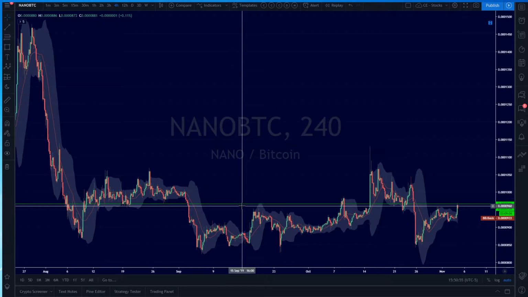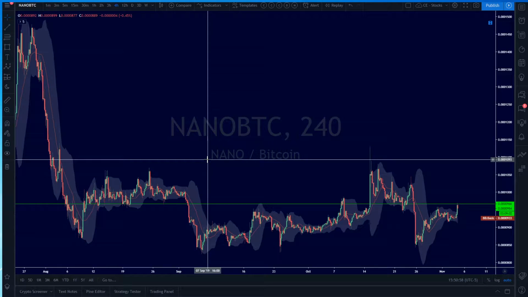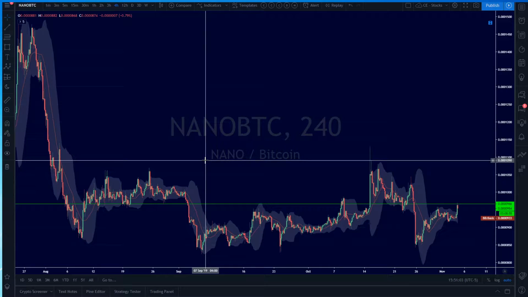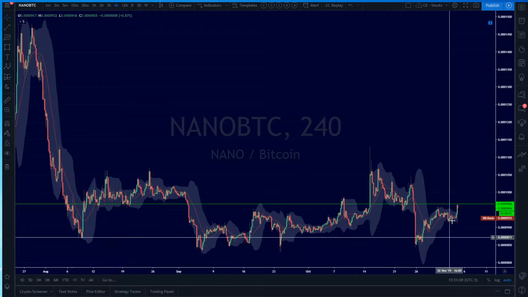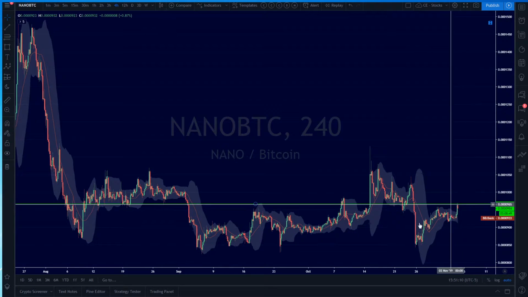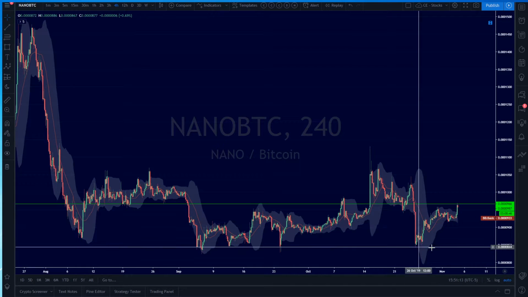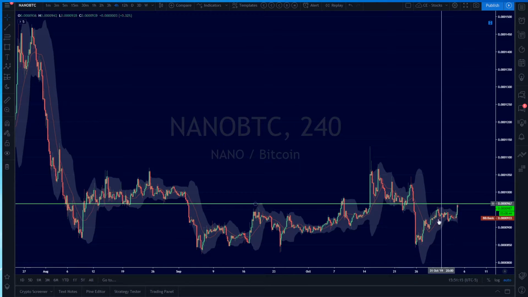So let's just go ahead and take a look here at Nano. I instinctively want to call this Ryblox, but Nano, right? So let's take a look at this here. Right now we did have a good push up into resistance. So one could call this a bearish throwback, pushing this up into resistance.